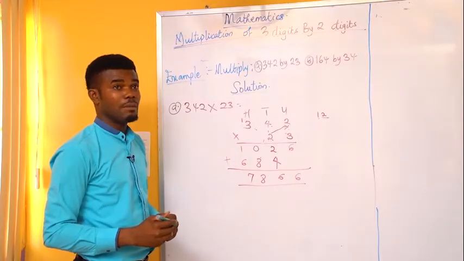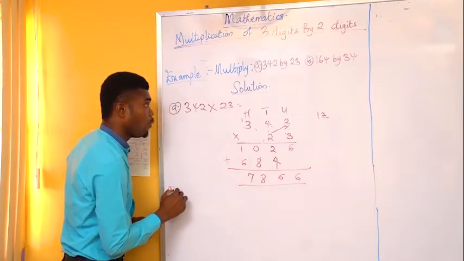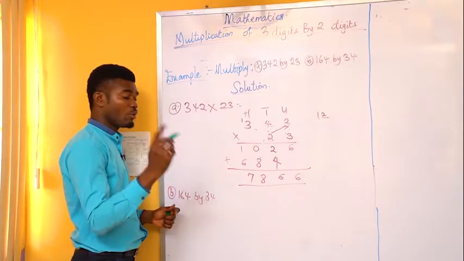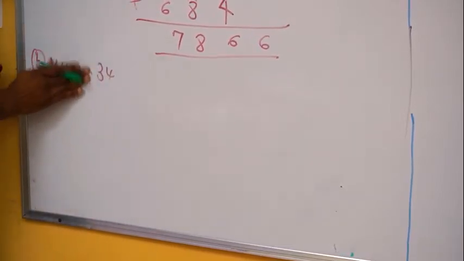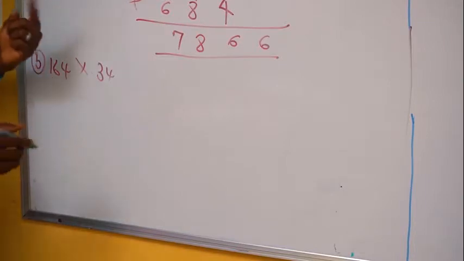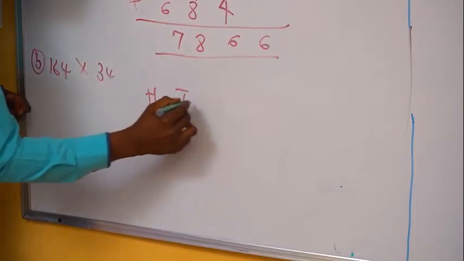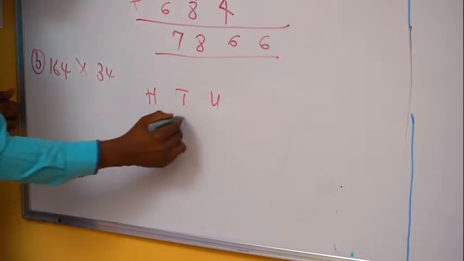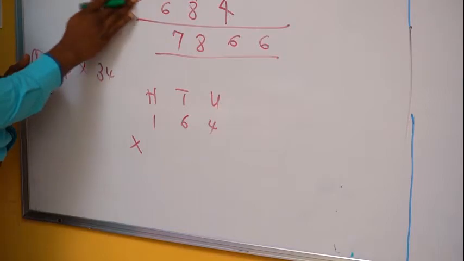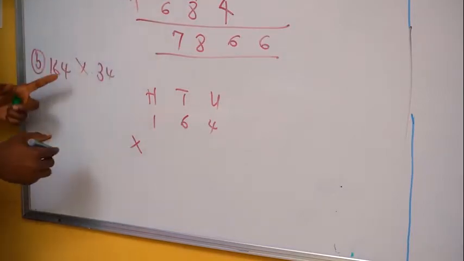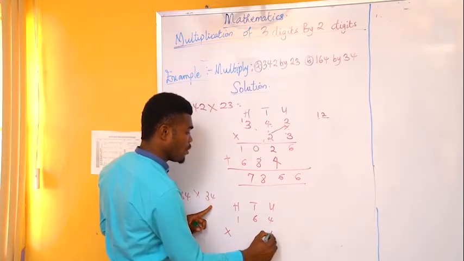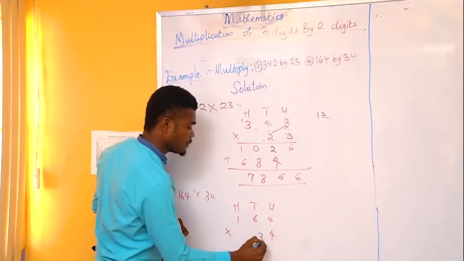Now we'll go for the second example. We have B, 164 by 34. To get this done, don't forget, you first write your place values: hundreds, tens, and units, because we're dealing with a 3-digit number. So you have your hundreds, tens, and units. We have 164. So we put our multiplication. Don't forget, here is multiplication, and this one is addition. When you want to write your 34, remember, you start with your unit. Your 4 comes to the unit, and the 3 comes to your tens.